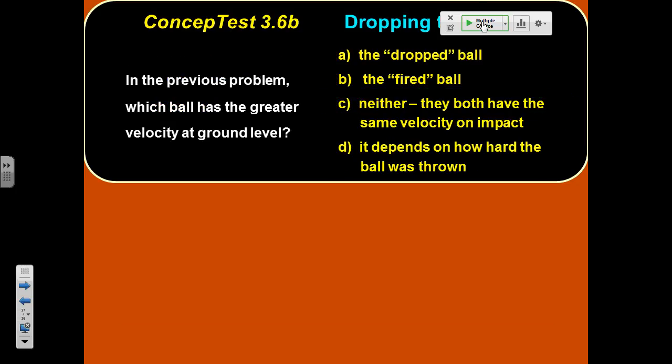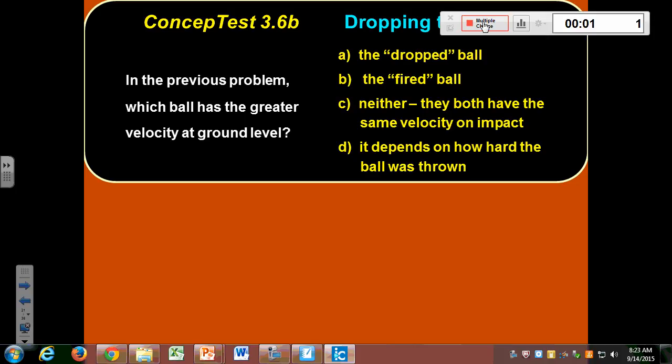In the previous problem, which ball has the greater velocity at ground level? The dropped, the fired, neither. They both have the same velocity, or does it depend how hard the ball was thrown? I'll stop at 38, 38.